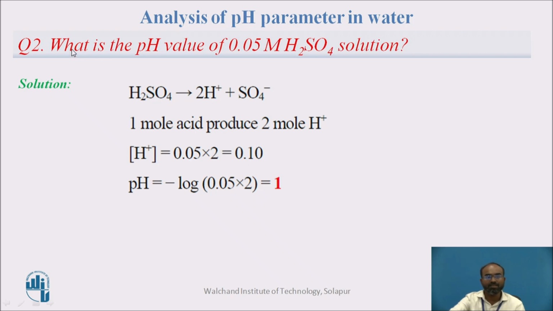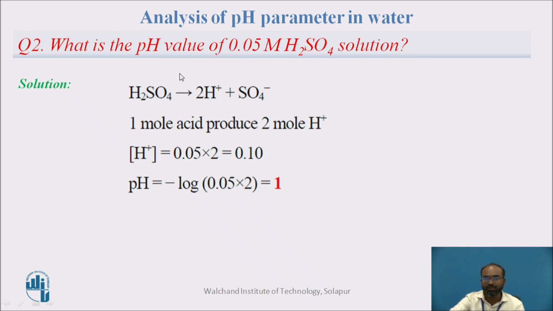The second question is: what is the pH value of 0.05 molar H2SO4 solution? Here the molar value is already given to us. We can directly put it into the formula of pH and find out the value of pH, but understand that the concentration is very much lower, it is very dilute.